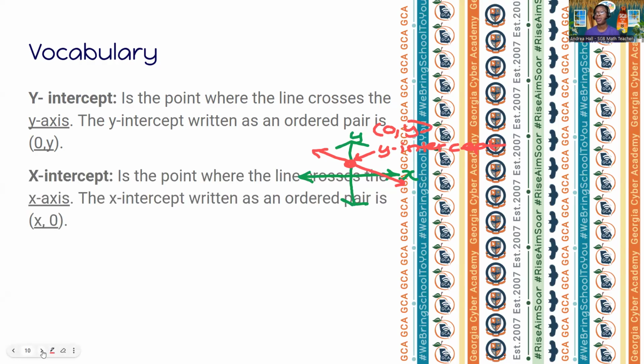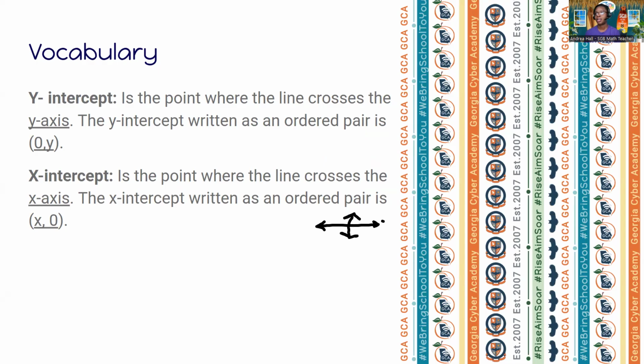The x-intercept is a point where the graph crosses the x-axis. So let me erase all that so I can draw it again. So again, coordinate plane. This is your x-axis. This is your y-axis. Here's my graph. Your x-intercept would be where it crosses the x-axis. And that is your x-intercept. Makes sense, right? Think of intersections, intercepts. It's where it crosses the x-axis.